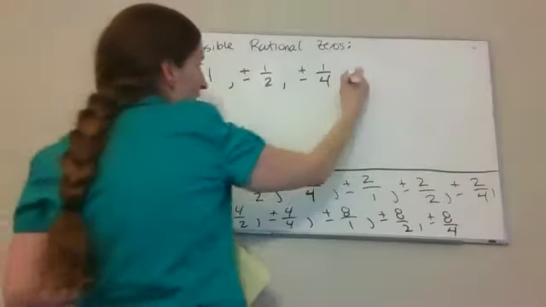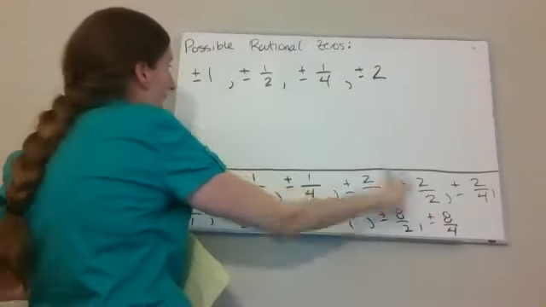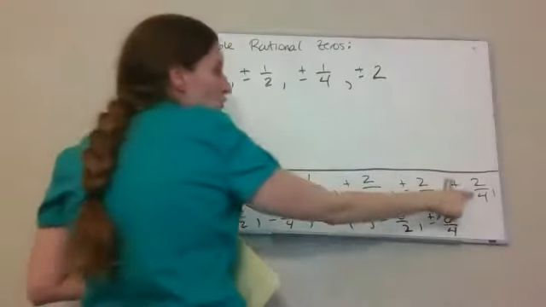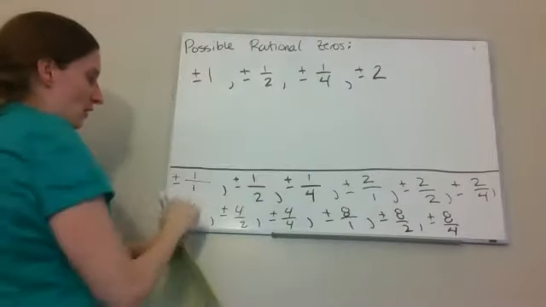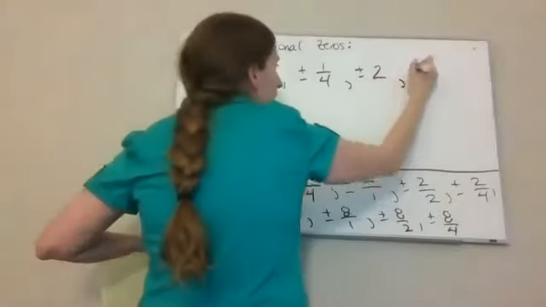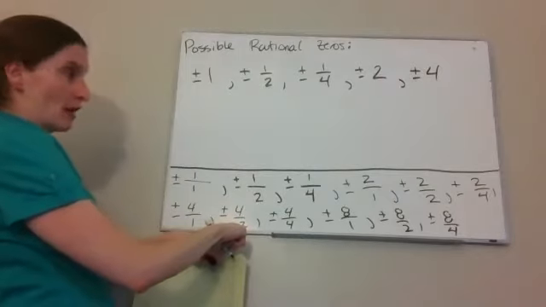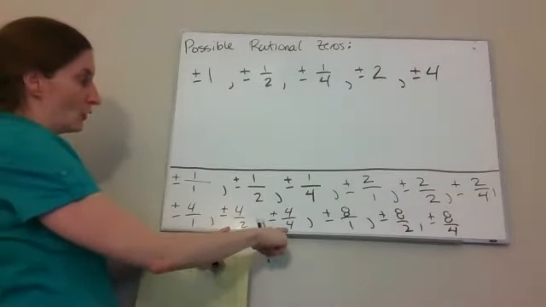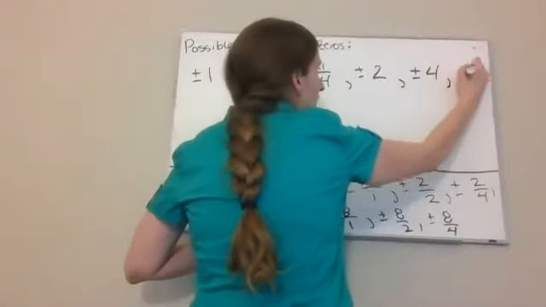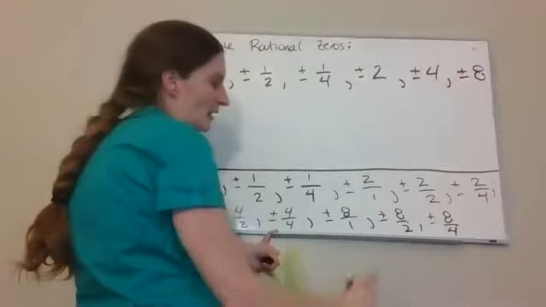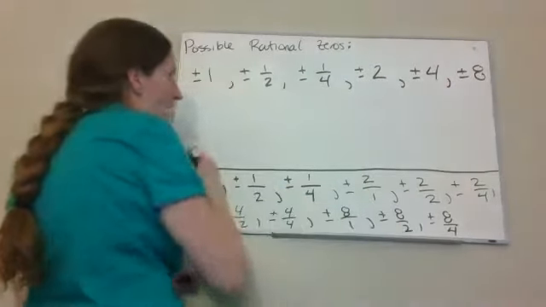Then I have plus or minus 2. 2 over 2 is 1. I already have that right here. 2 over 4 is 1/2. We already have that choice. 4 over 1, that's 4. So plus or minus 4. 4 over 2 is 2. I already have that written down. 4 over 4 is 1. We already have that. 8 over 1, we get plus or minus 8. 8 over 2 is 4, we already have that, and 8 over 4 is 2, we already have that.